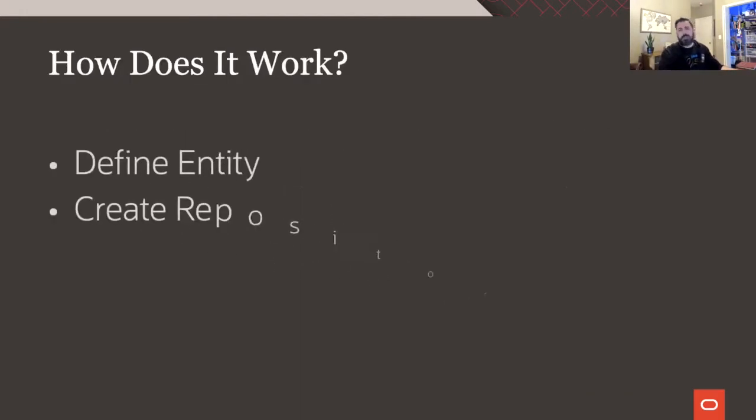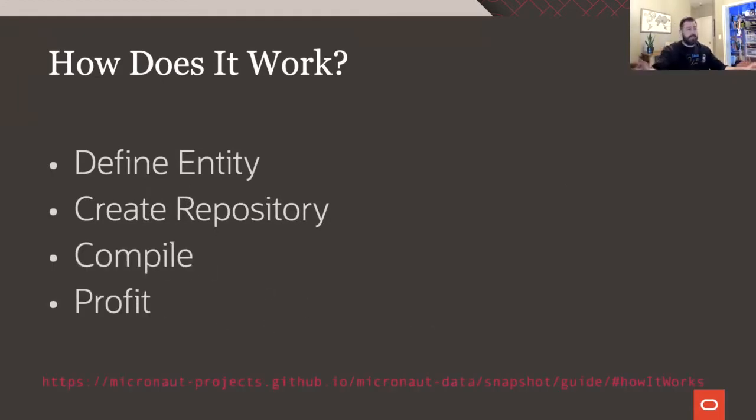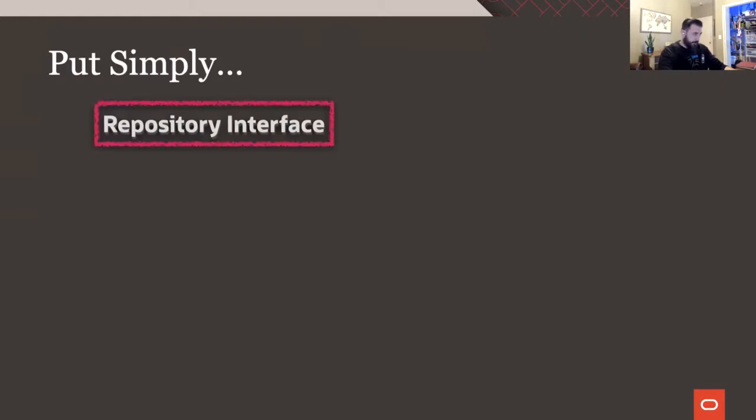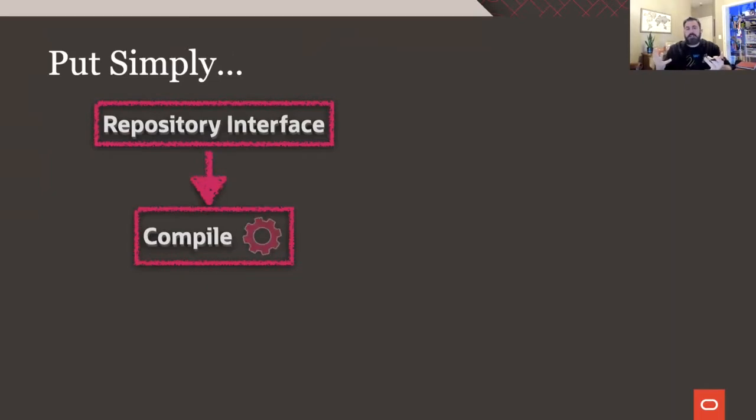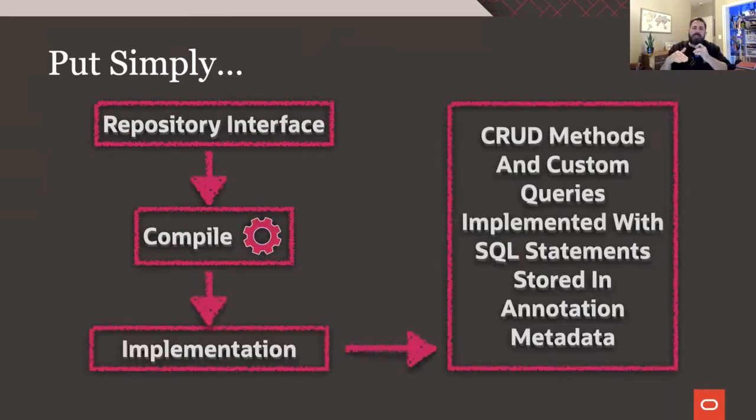So how does it work? First, you define an entity, you create a repository, you compile, and then that's it, you're done. In other words, you create this repository interface, you extend one of the built-in classes in Micronaut Data, and all of the necessary queries based on the properties of your entities will be created at compile time.